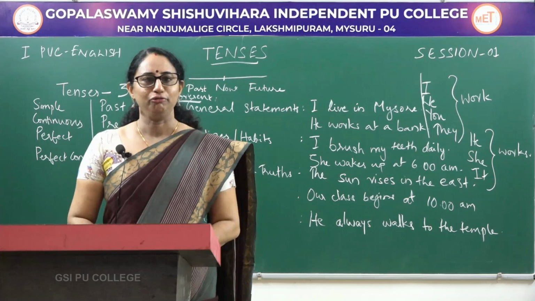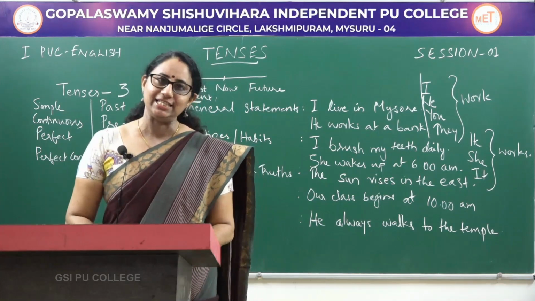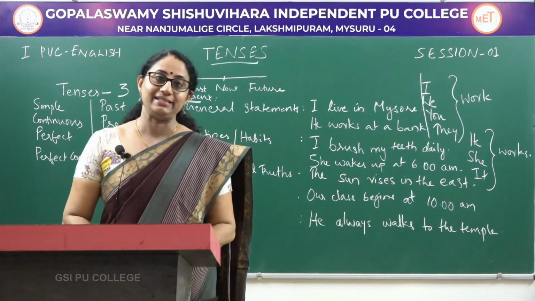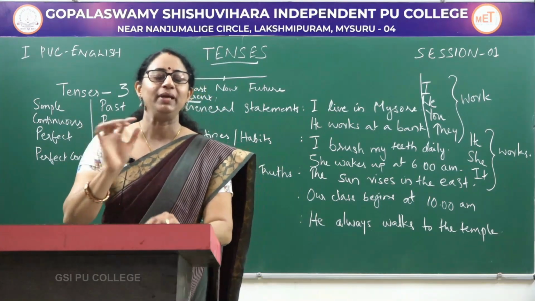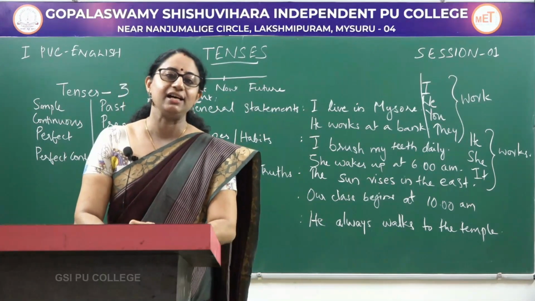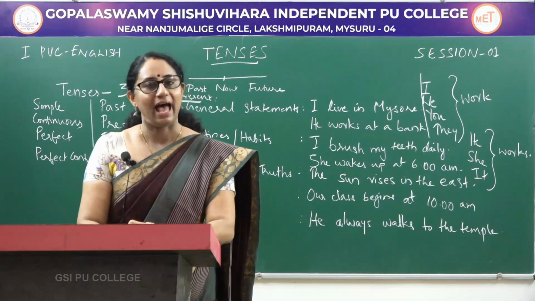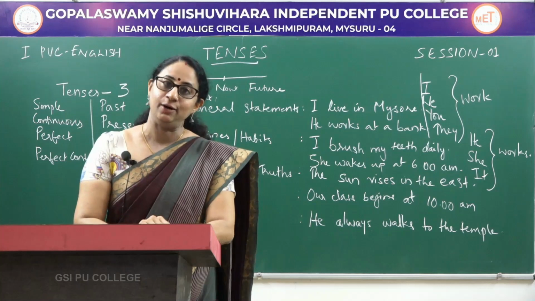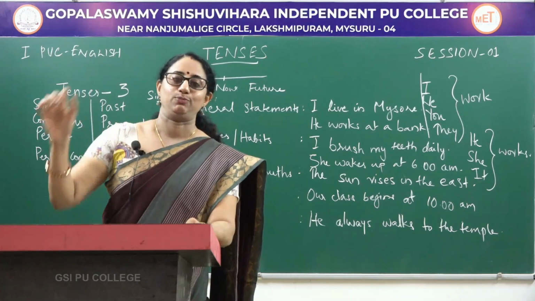Well, I am sure all of you are familiar with the term tense. What does the word tense in English grammar indicate? Tense is related to time. In any sentence, there will be a subject and a verb. The subject tells us about the performer of the action and the verb tells us about the action. The action is denoted by the verb. Now, tense tells us when the action takes place.